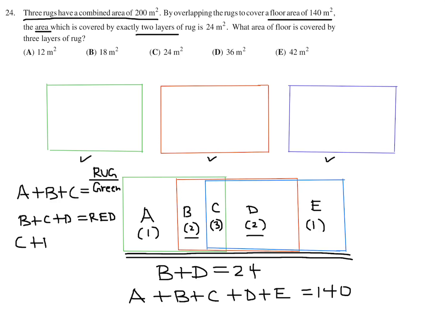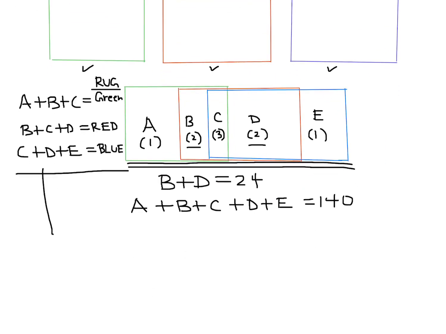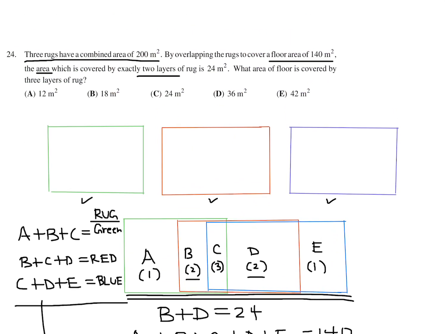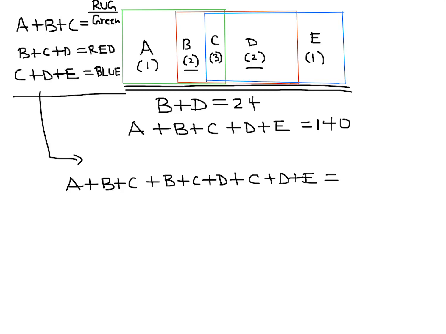So C plus D plus E represent the blue rug. So we have 3 rugs. And I'm going to draw this over here now. If you combine the 3 rugs, you've got A plus B plus C plus B plus C plus D plus C plus D plus E. And they've given you the combined area of the 3 rugs. Very helpful. They've said it's 200. So we can put that into our formula, 200.